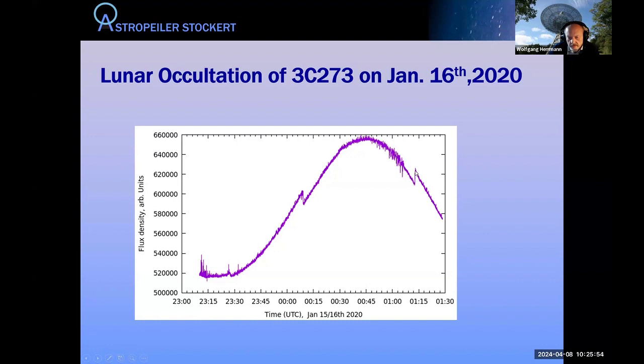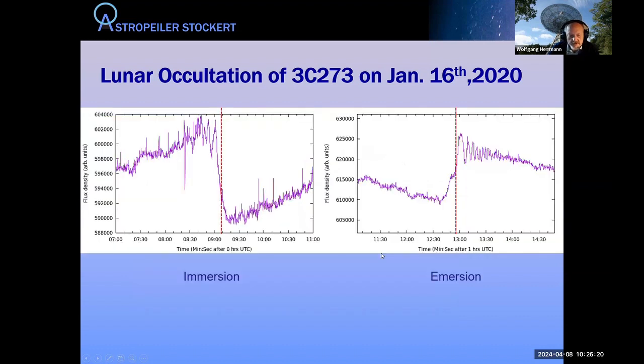And there, all of a sudden, 3C273 was back again. Okay. You can see the difference to the other lunar occultation, that this is a very sharp edge here, a very sharp increase because it's a compact object. So let's zoom into these 2 parts here.